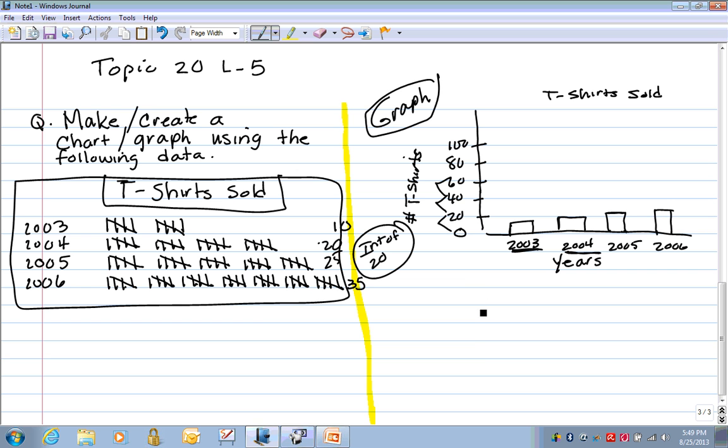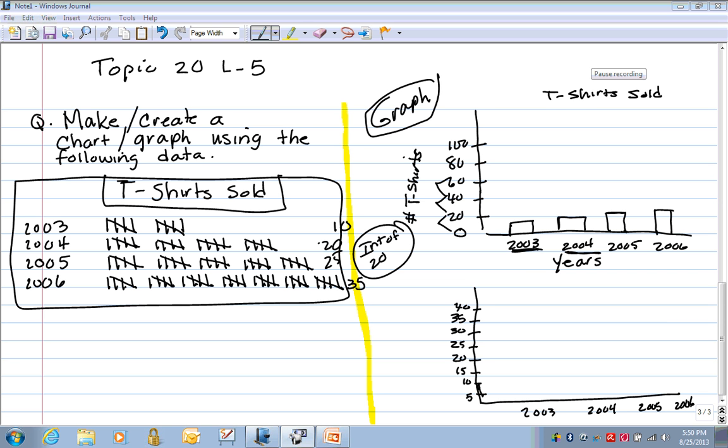Let's draw another graph. And here we have 2003, 2004, 2005, and 2006. And instead of having an interval of 20 on our scale, let's see, 5, 10, 15, 20, 25, 30, 35, 40. And I'm going to pause there so you can make your graph.